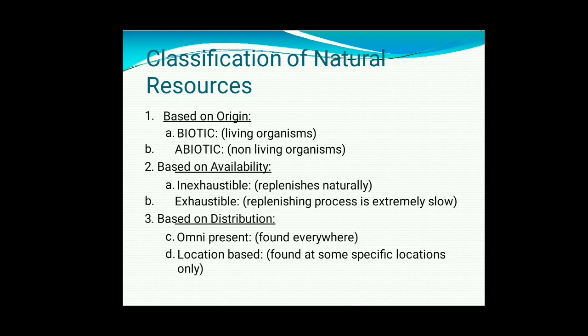On the basis of availability, they are divided into two, inexhaustible or exhaustible natural resources. Inexhaustible natural resources are replenished naturally, while for exhaustible natural resources the replenishing process is extremely slow. Inexhaustible natural resources are also known as renewable resources. Renewable resources are ones that can be replenished naturally. Some of these resources, like sunlight, air, and wind, are continuously available and their quantity is not notably affected by human consumption.